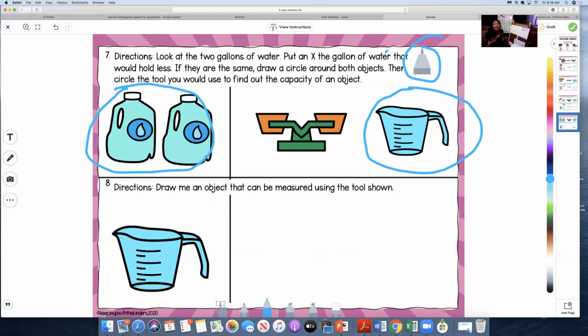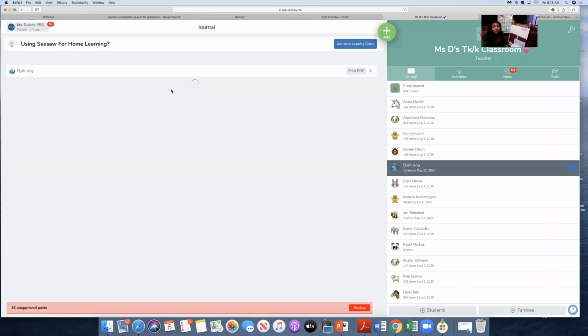Okay, remember, it has to be something that we've talked about dealing with capacity, okay? Capacity. Even if you want to show my little bowl of rice. All right, think about capacity. All right, boys and girls. So when you are done, you will click this little check mark.